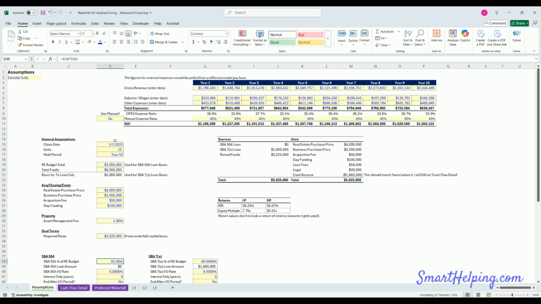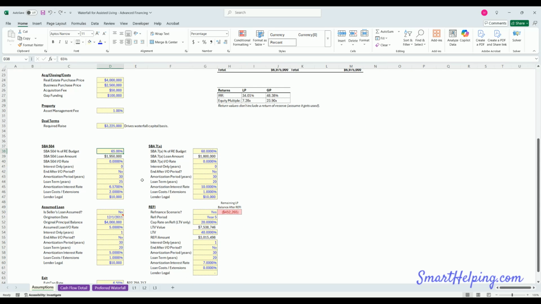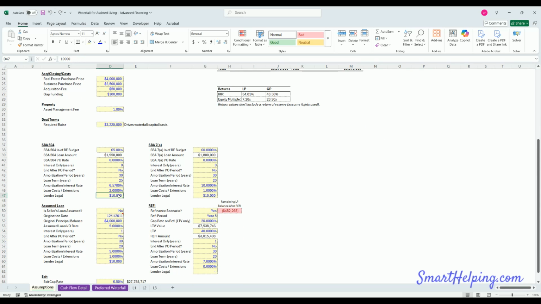Make sure if you do zero them out, you also zero out, like here we have lender legal costs. You want to zero that out, and that's on all of these here. Then we have a refi. So you can refi at some point in the future, let's say year 4, and if you are going to refi, it refis all the loans into one big loan here.